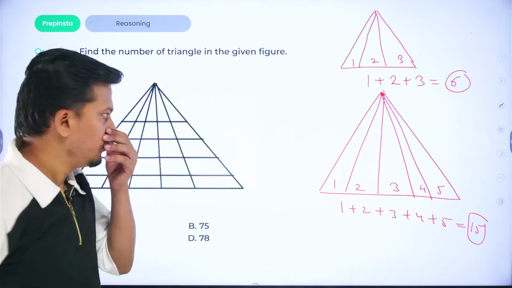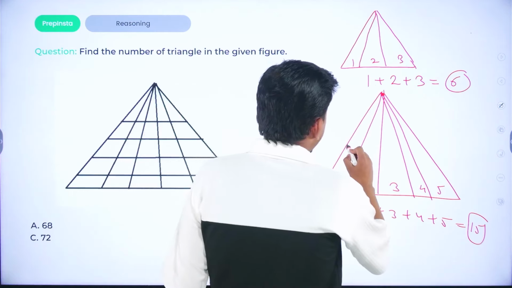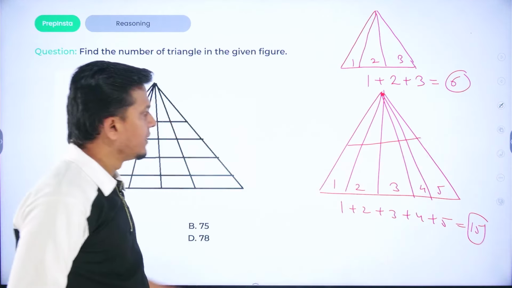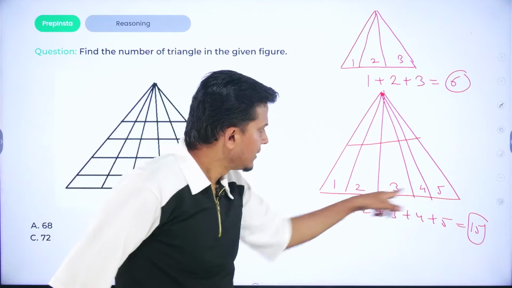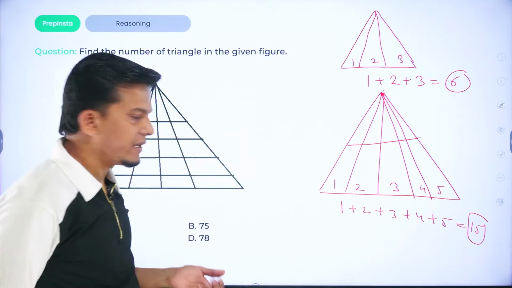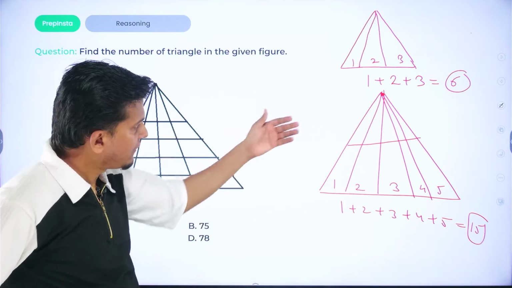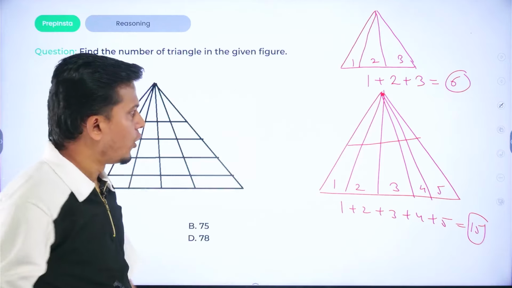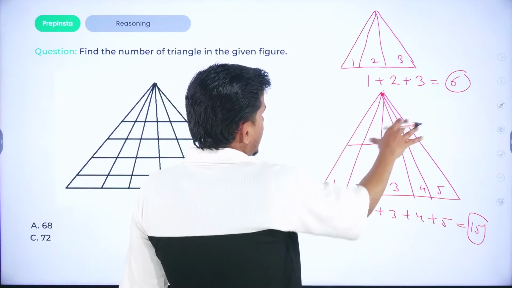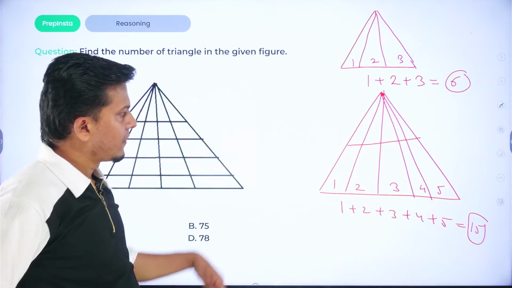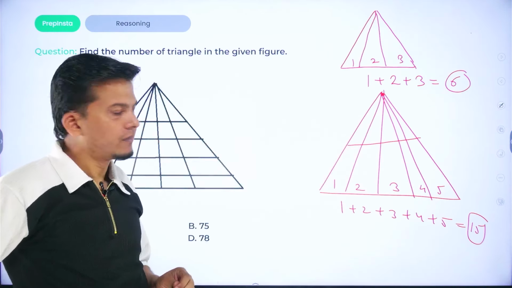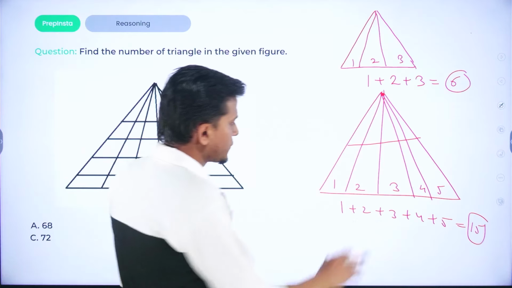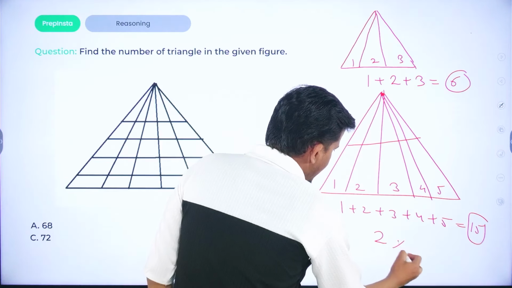Now assume I am just bisecting the above triangle from a base which is parallel to the base of the outer triangle. So now if we have to figure out the total number of triangles, all I can see is we got two triangles which are parallel to each other, or which are congruent to each other. So the total number of triangles will become 2 into 15.